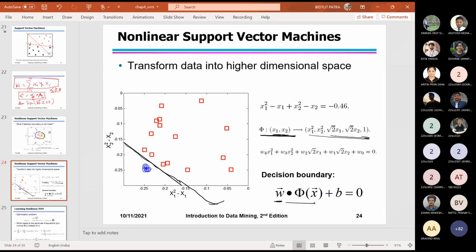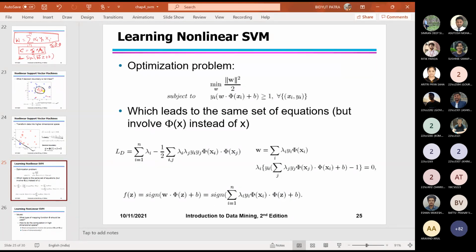So therefore the objective function will change. The margin we have to reduce, subject to the constraint, which earlier was w into xi plus b greater than or equal to 1 for all samples xi, yi. But here, because we are transforming the sample into some higher dimension, we put phi xi. So phi xi is doing this work.